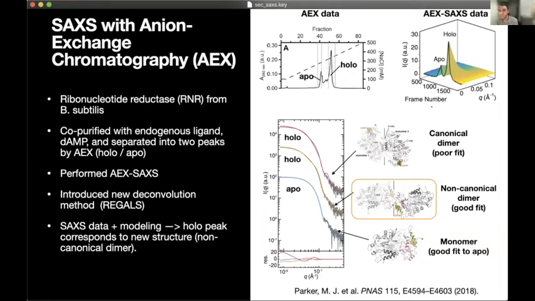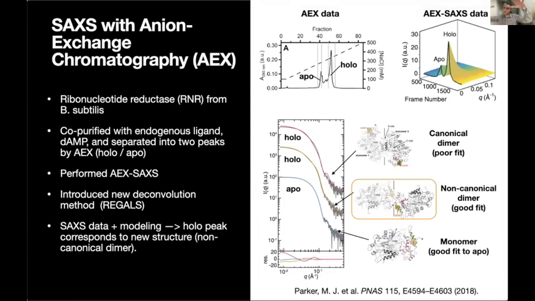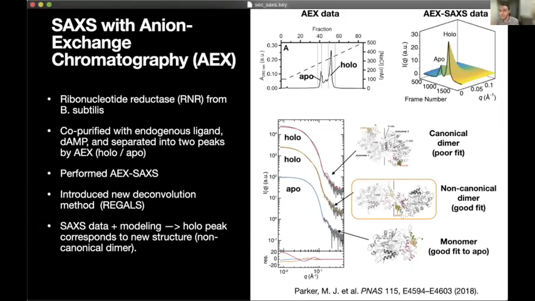So we just did the same experiment, but coupled to a SAXS beamline. The challenge for this data is that because you're eluting with a salt gradient, going from 100 to 500 millimolar NaCl, your background is changing continuously during the experiment. So it becomes very hard to do background subtraction using any kind of conventional method. We actually developed a new data processing method called REGALS, which I'll show you in a minute, to do that background subtraction. The data are shown in this plot here.